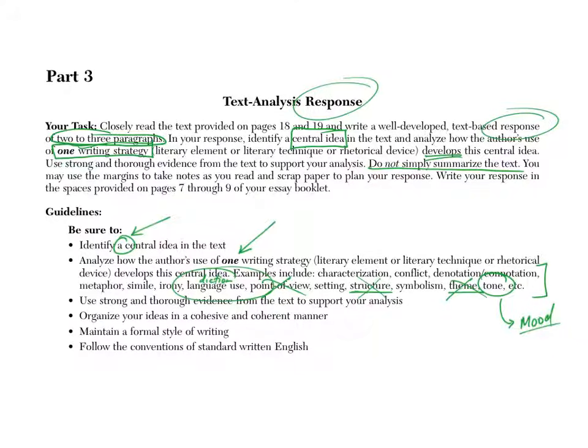Next bullet. Use strong and thorough evidence from the text to support your analysis. Organize your ideas in a cohesive and coherent manner. Maintain a formal style of writing, and follow the conventions of standard written English. So this means follow the rules. Capitalization, punctuation. This means no slang. Obviously, you want to organize, and I'll show you how to find and use strong and thorough evidence in the following videos.